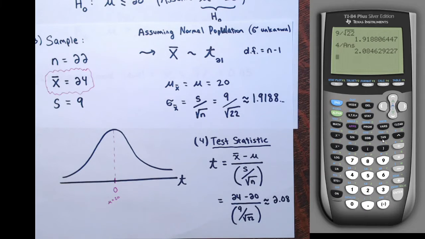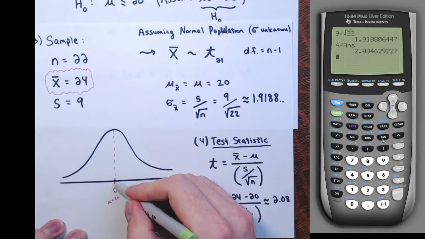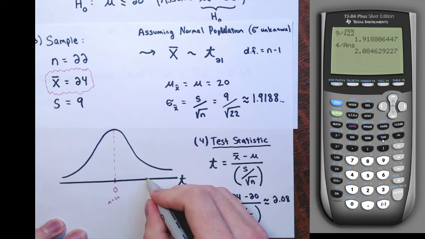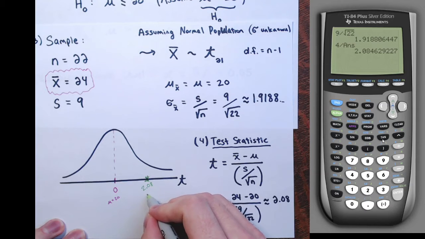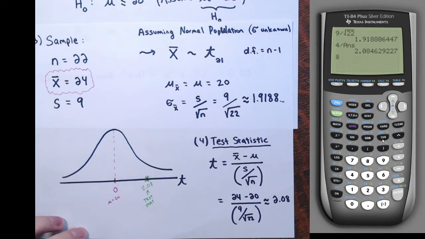Which means, again, the middle has a t-score of 0. Here is our test statistic, 2.08. There's the test statistic, or test stat.